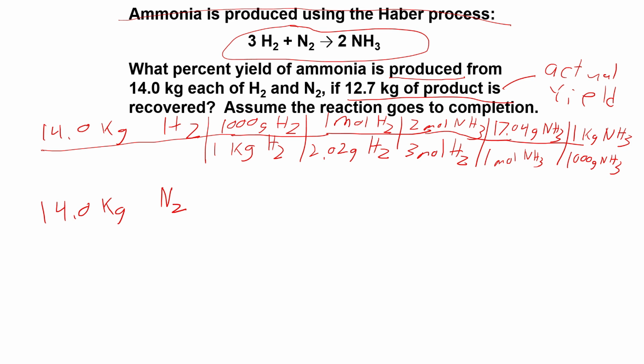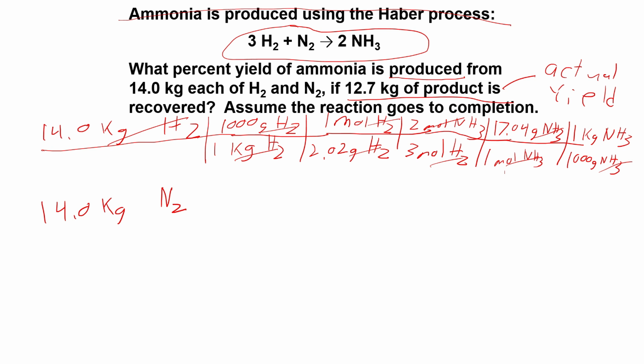I know this looks like a really long thing, but this is one way to make the problems a lot faster to solve, if you can get comfortable doing these in multiple steps. Because see, look, I just checked the units each time. The kilograms cancel, the grams of hydrogen cancel, the moles of hydrogen cancel, the moles of ammonia cancel, and the grams of ammonia cancel to give me kilograms.